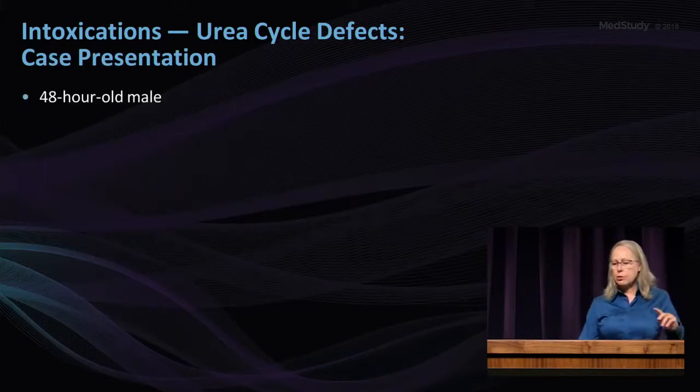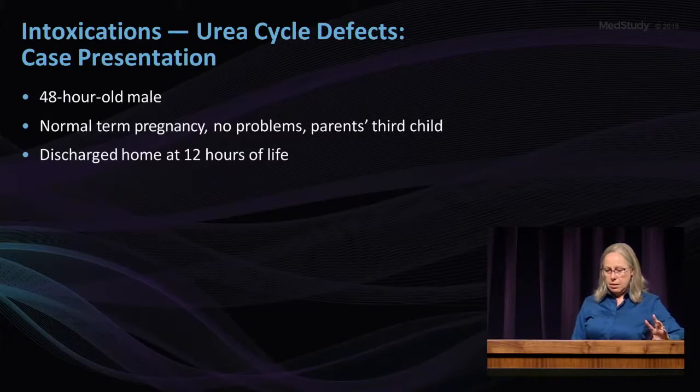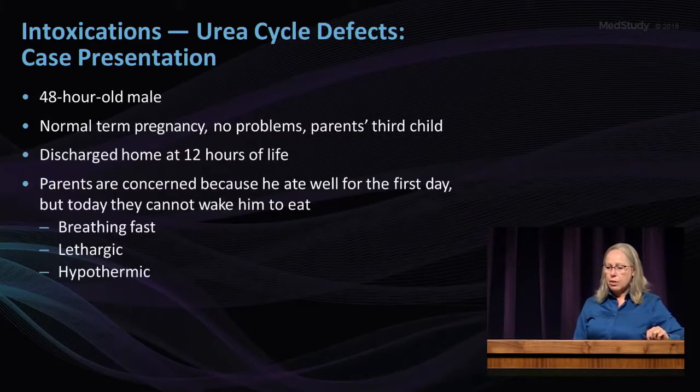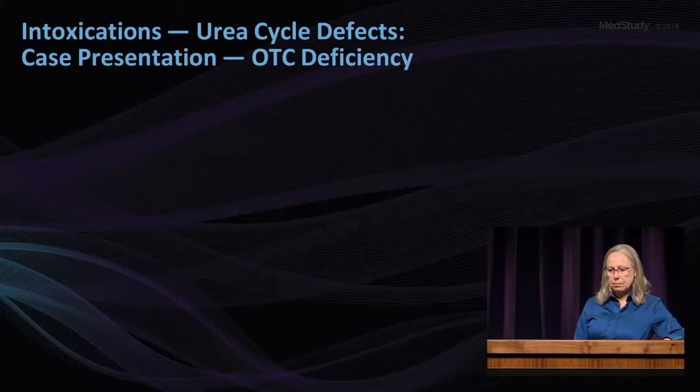So, case presentation of a 48-hour-old male. Normal term pregnancy, no problems. Parents' third child. Discharged home at 12 hours of life. Parents are concerned because he ate well for the first day, but today they cannot wake him to eat. He's breathing fast, he's lethargic, he's hypothermic. We get some labs. We see the bicarb is at 40, pH is 7.45, and the ammonia is 800. So this is the classic presentation for OTC deficiency.